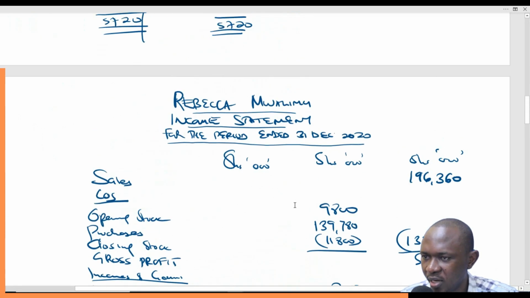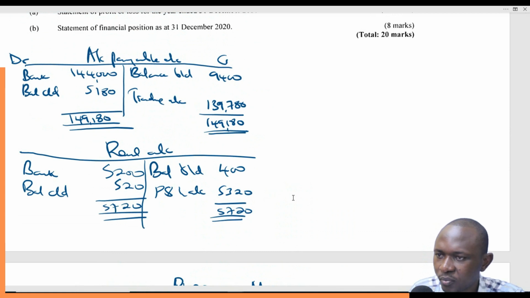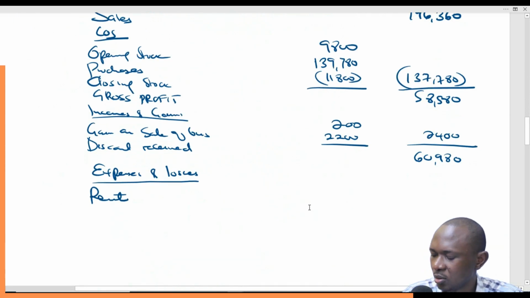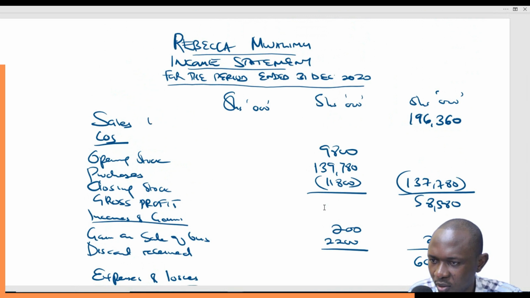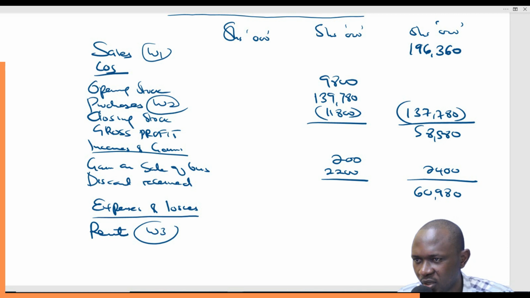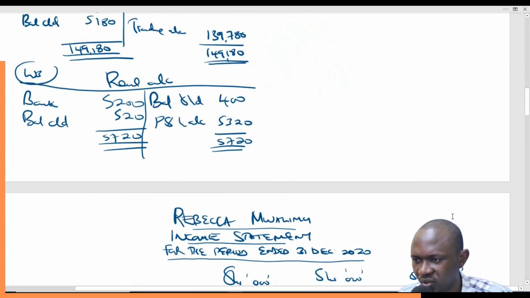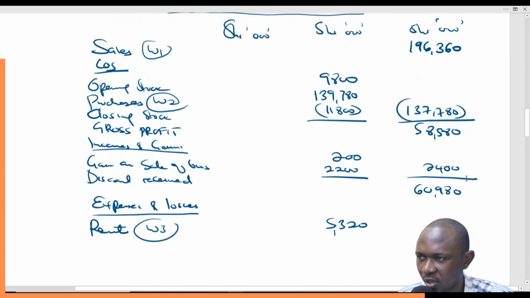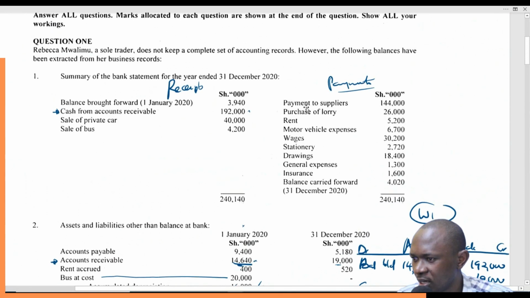So when you come to the P&L account, we can call this working 2, then call this working 3. So when you come to the P&L account, say working 3, and the figure is 5,320. Since we have so many other expenses, we put that in the inner column. And then we go back.